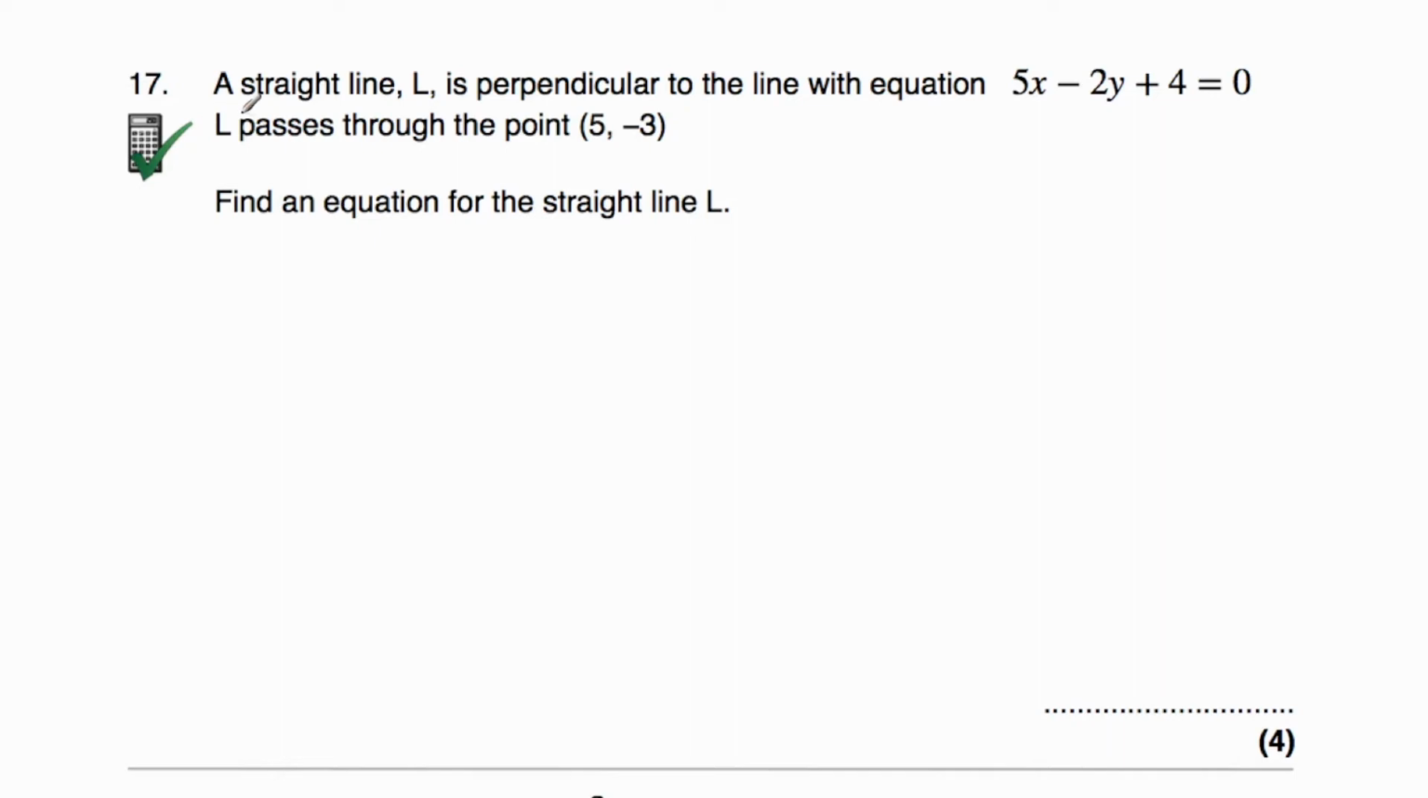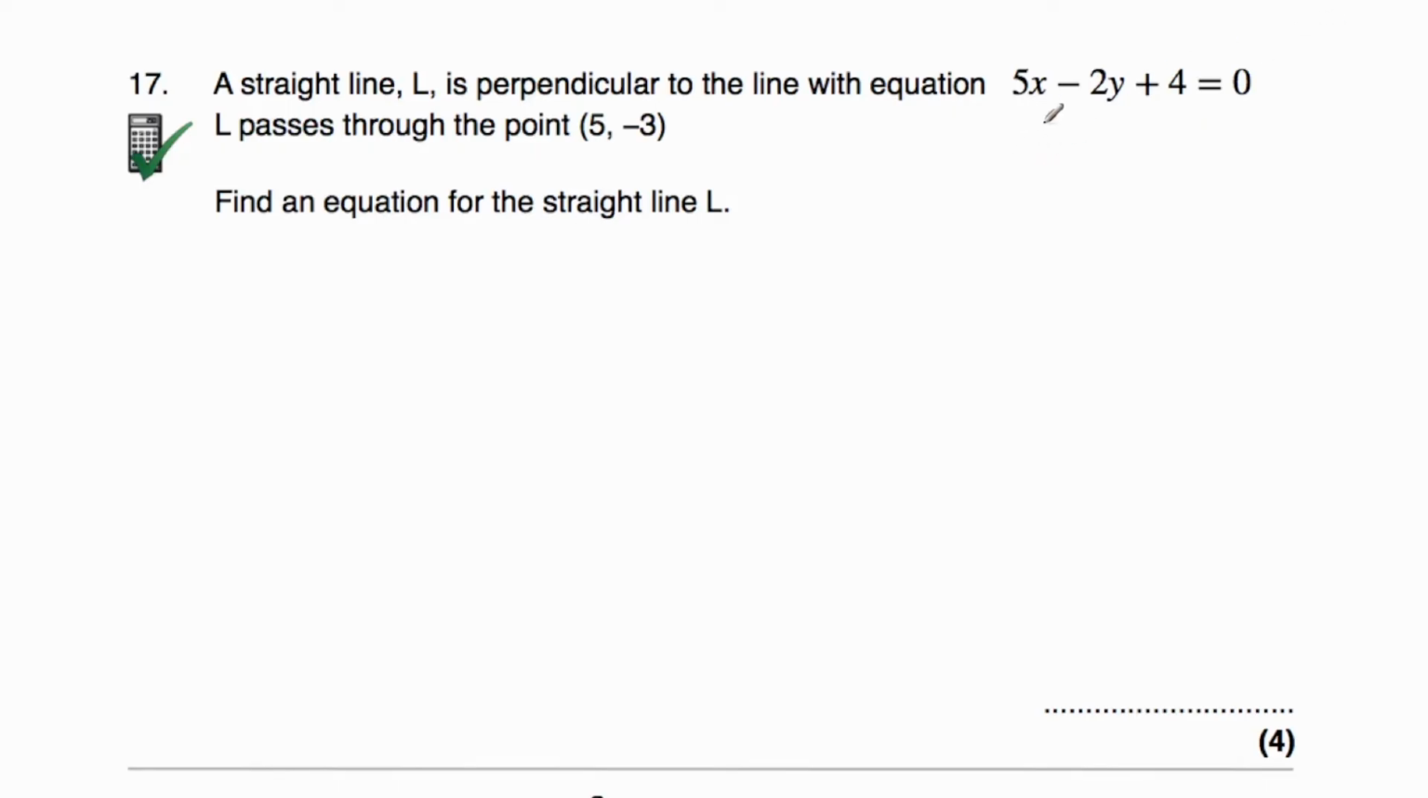So question number 17 says a straight line L is perpendicular to the line with equation 5x minus 2y plus 4 equals 0. And L passes through the point (5, -3). We've been asked to find the equation of the straight line L. So here we've been given a line that is perpendicular to, but it's not in the form y equals mx plus c. So let's make y the subject of this to begin with, because if we make y the subject, we can get it in the form y equals mx plus c, and that's going to be quite useful.